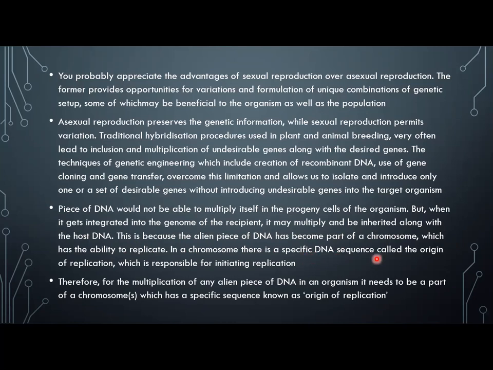There is a specific DNA sequence called the origin of replication, which is responsible for initiating replication. Therefore, for the multiplication of any alien piece of DNA in an organism, it needs to be a part of a chromosome which has a specific sequence known as the origin of replication.